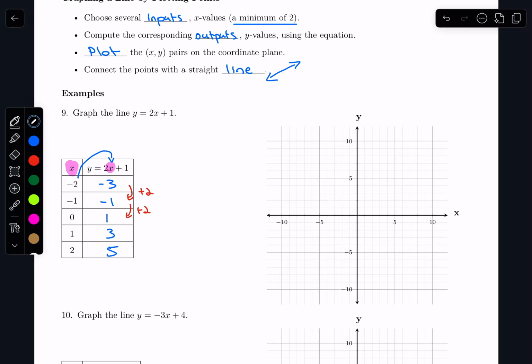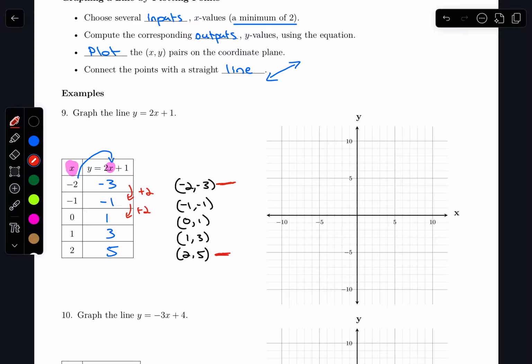And now I have plenty of values. If I write these as ordered pairs, we have (-2, -3), (-1, -1), (0, 1), (1, 3), and (2, 5). In order to graph this line, I could graph all 5 points, but we only actually need to graph 2 dots in order to connect them with a line and have it be accurate. What I prefer to do is either choose the 2 most convenient coordinates or choose the 2 that are farthest apart. So I'm going to graph this top one and this bottom one.